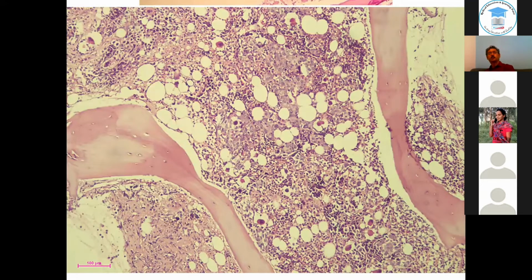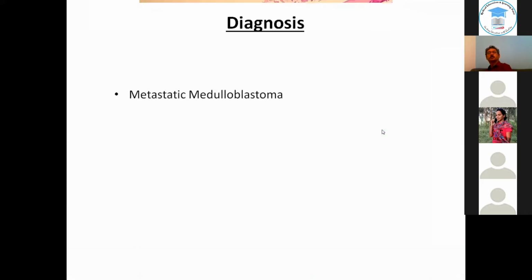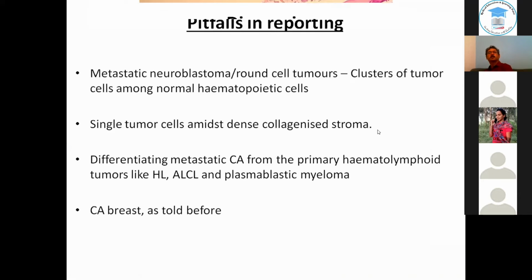If you aren't careful, you'll call this a normal bone marrow, and you wouldn't have paid attention to these small areas out here, which on high power are very clearly malignant round cells. This was a metastatic medulloblastoma.